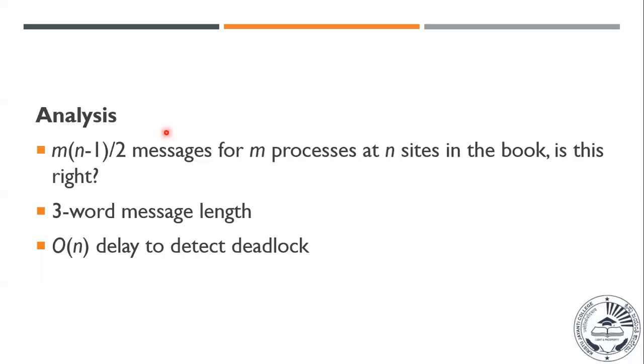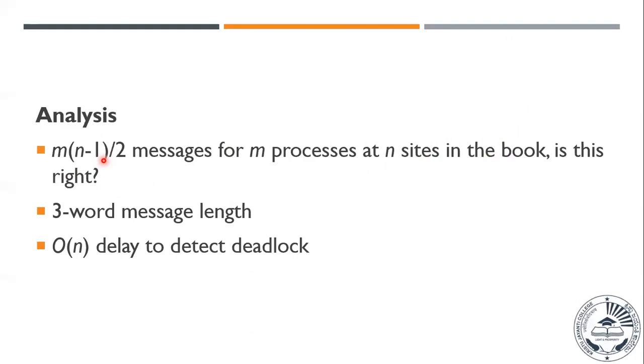Okay, so here in the analysis part, m into (n minus 1) divided by 2 messages for m processes. You can see that each site has 3 processes. In our example we had 3 processes at n sites. So we had 4 sites, I believe. So m into (n minus 1) divided by 2. In the book also they have given the same example, so that's why they are referring to the same thing here.